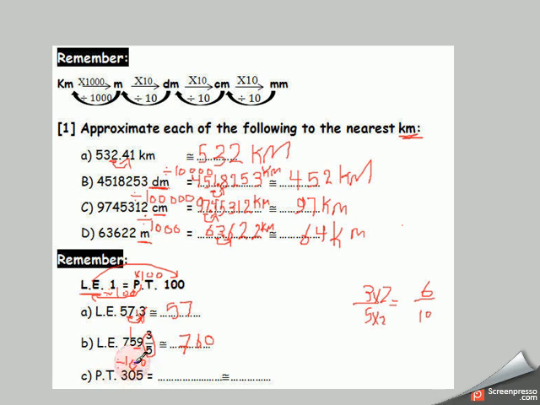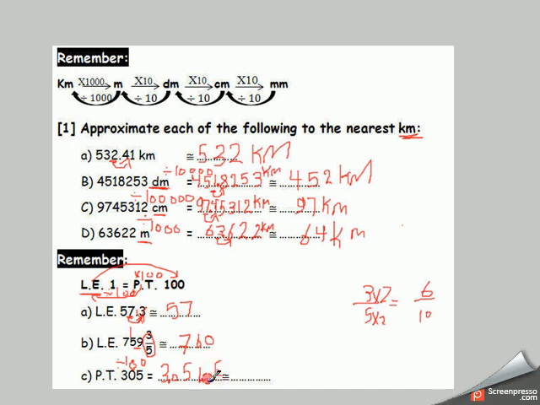Okay, mister. When I divide by 100, what can we do? You should write the decimal point after two numbers from the right. Excellent. So 305 piastres is 3 pounds and 5 piastres. Excellent.